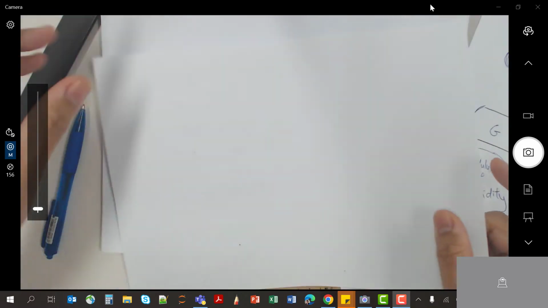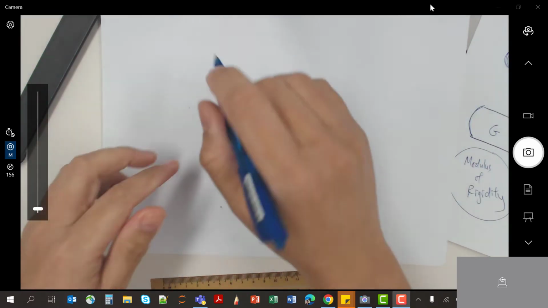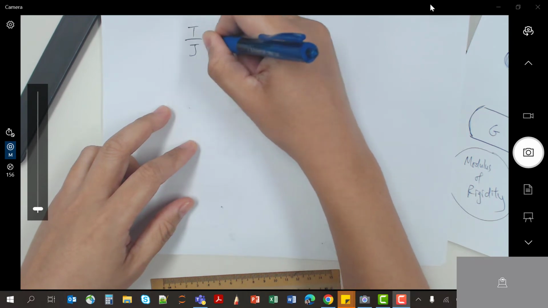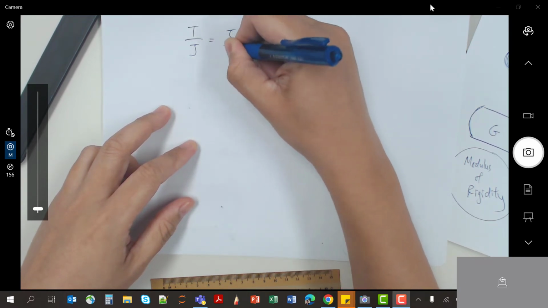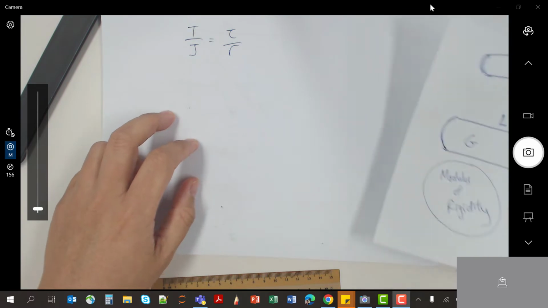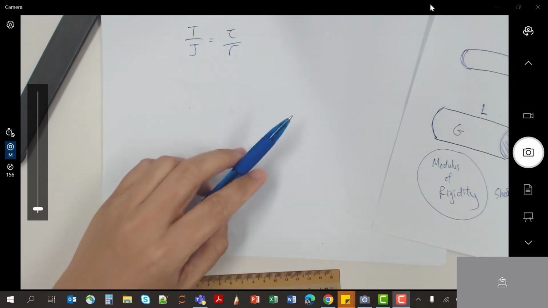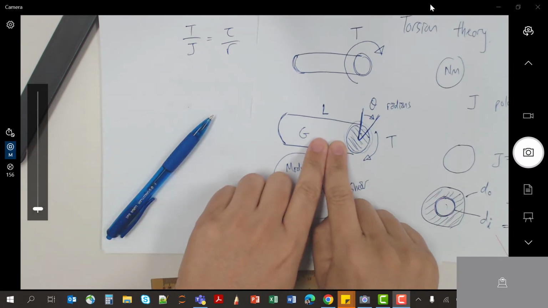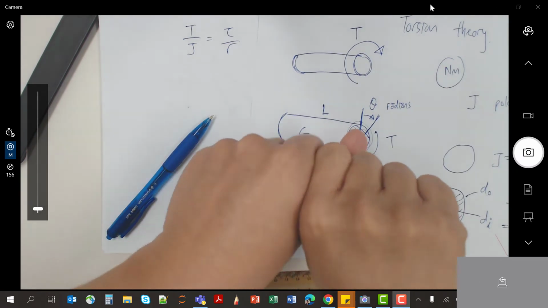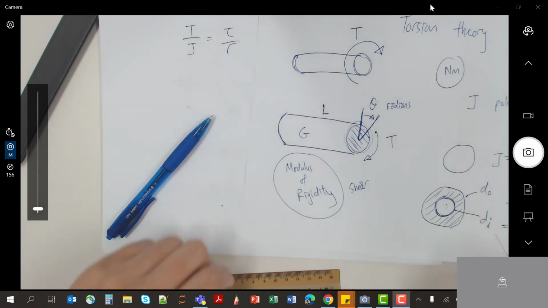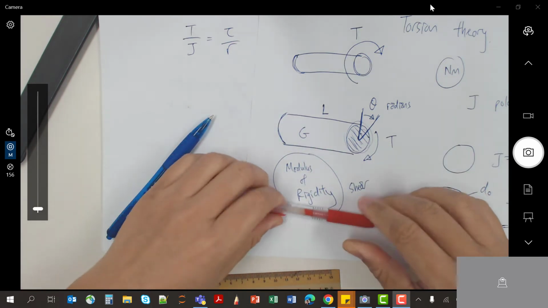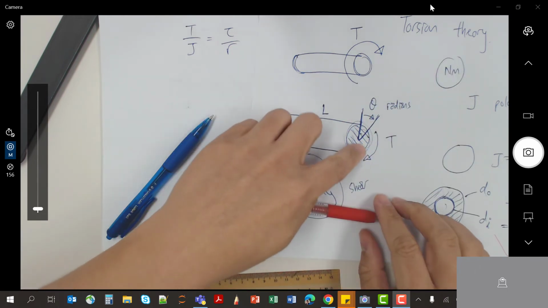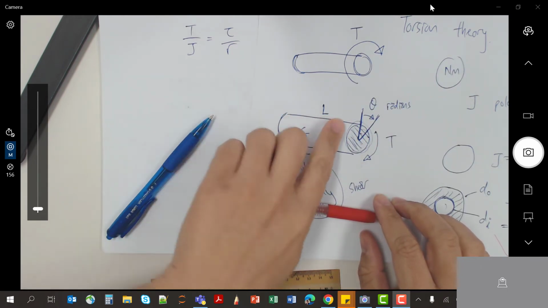The other formula that is also important to you is this one: torque over J is equal to shear over R. What kind of shear are we looking at? It is actually the shear that is experienced within the shaft. As you twist your shaft, you experience a shear across the surface on the inside.